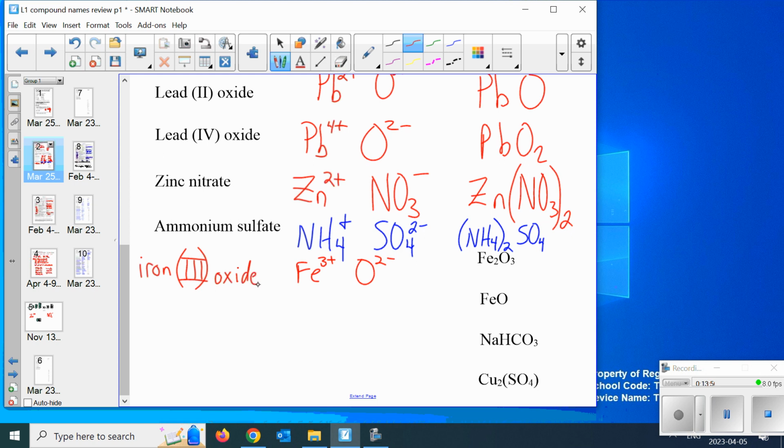Now, this uncrisscrossing strategy doesn't work here. This is 1 oxygen to 1 iron. And I know that iron can't be 1, and I know that oxygen can't be negative. How do we figure this out? The iron has the possibility of 2 or 3. But oxygen, only 2.